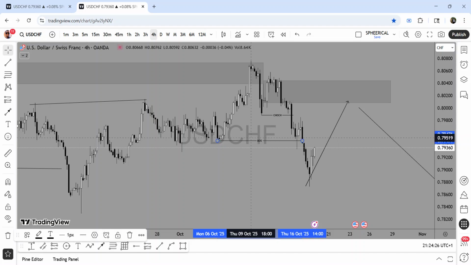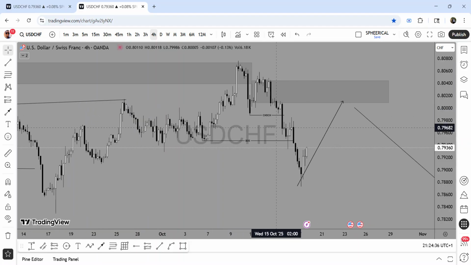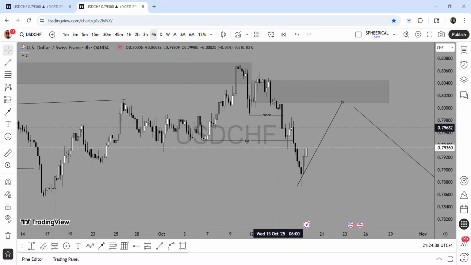Okay, so this is it. You will see that everything is getting clearer. So now, where are we going to take ourselves from? If you check here, you will think that this is a valid supply zone that will push this market down.